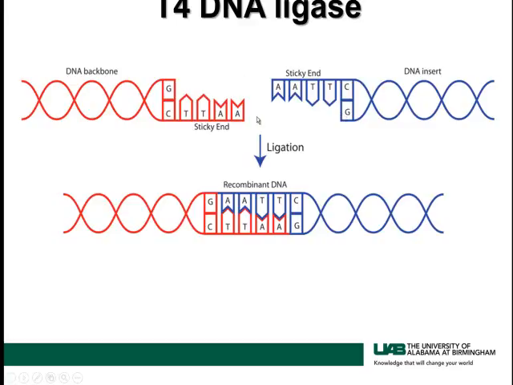And same thing here. 3' OH, 5' phosphate will combine to form a complete double-stranded DNA. And that's what happens in recombinant DNA. Dr. Garner is going to talk to you a little bit more about this.